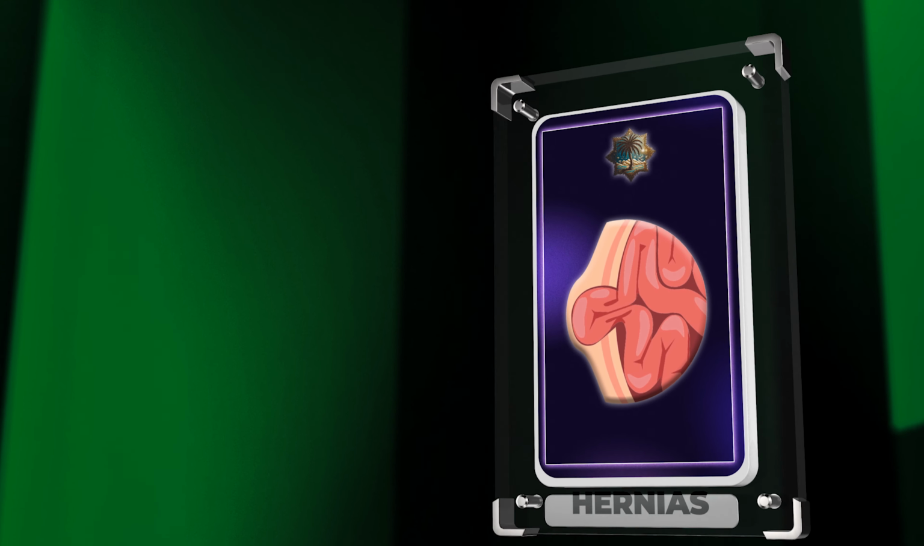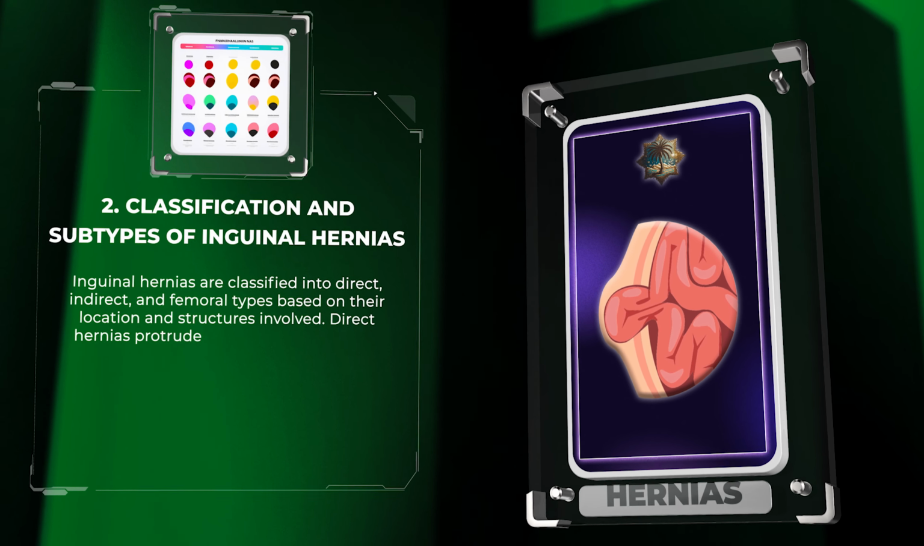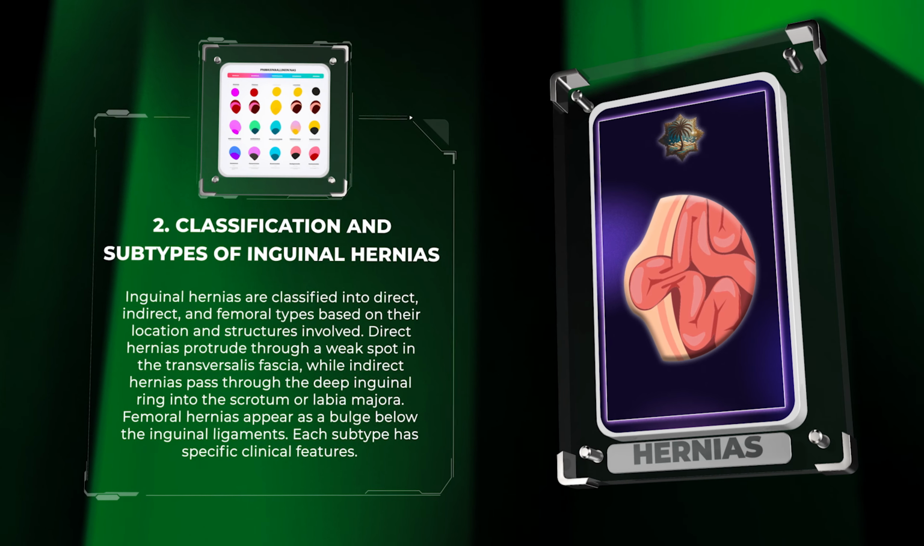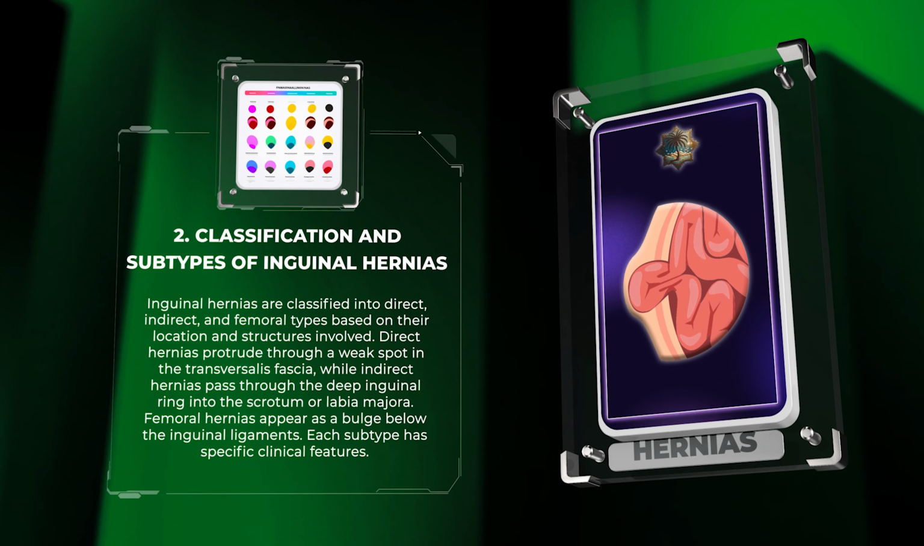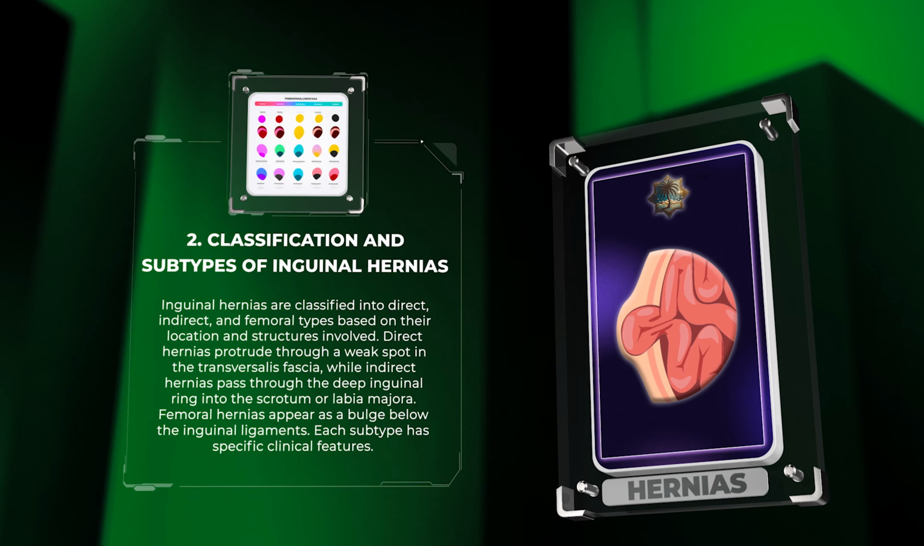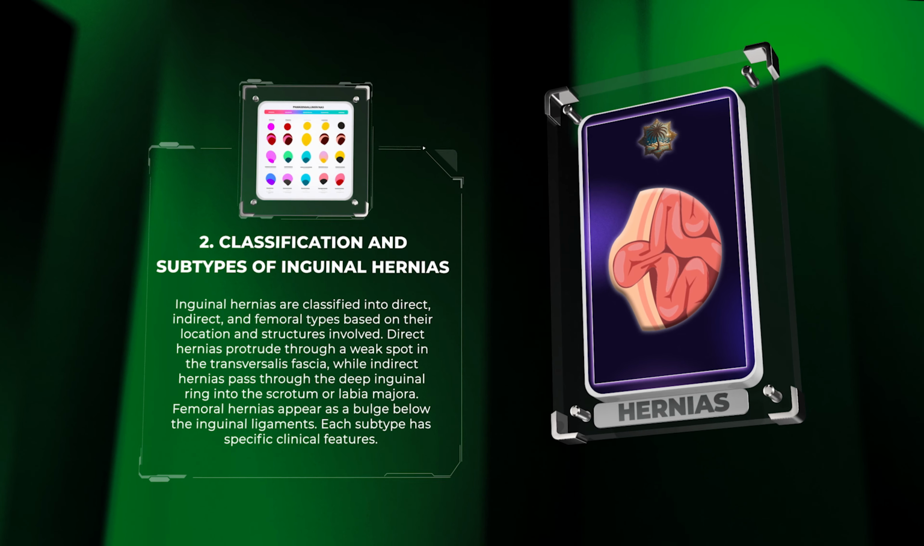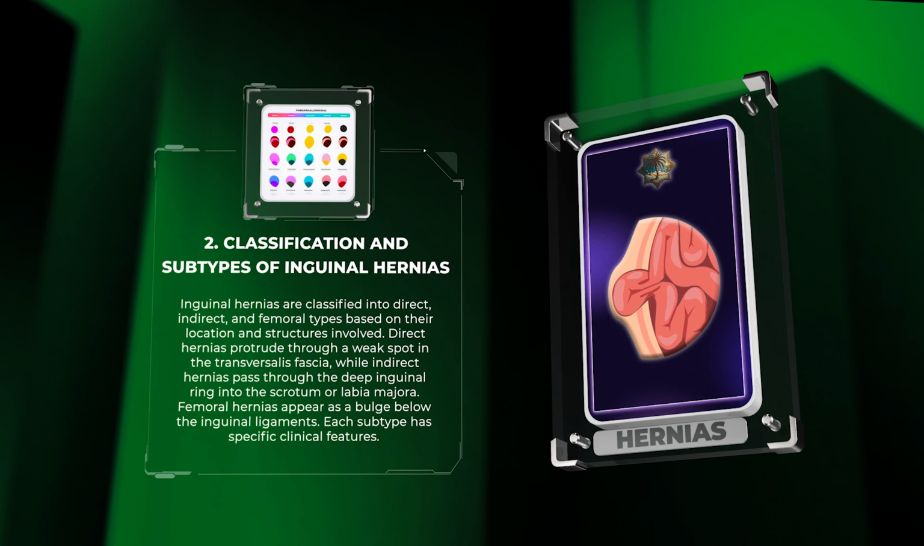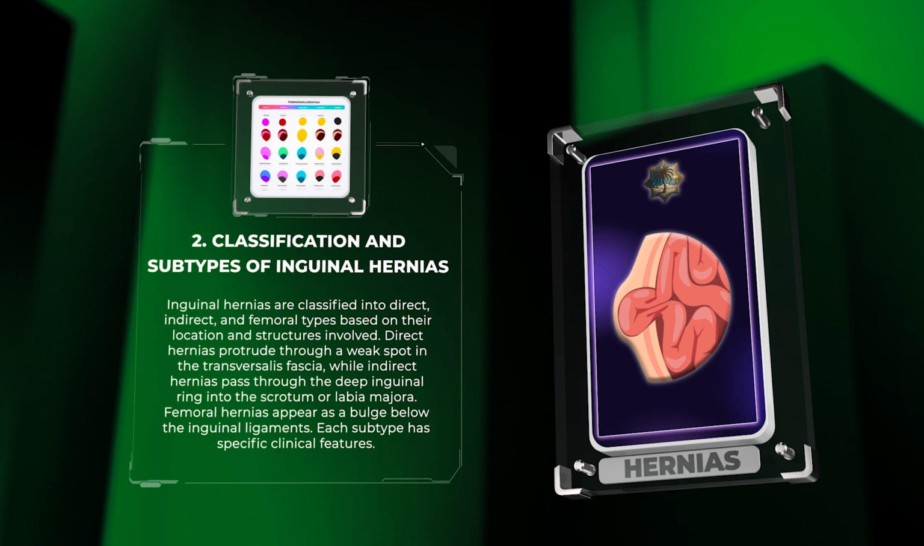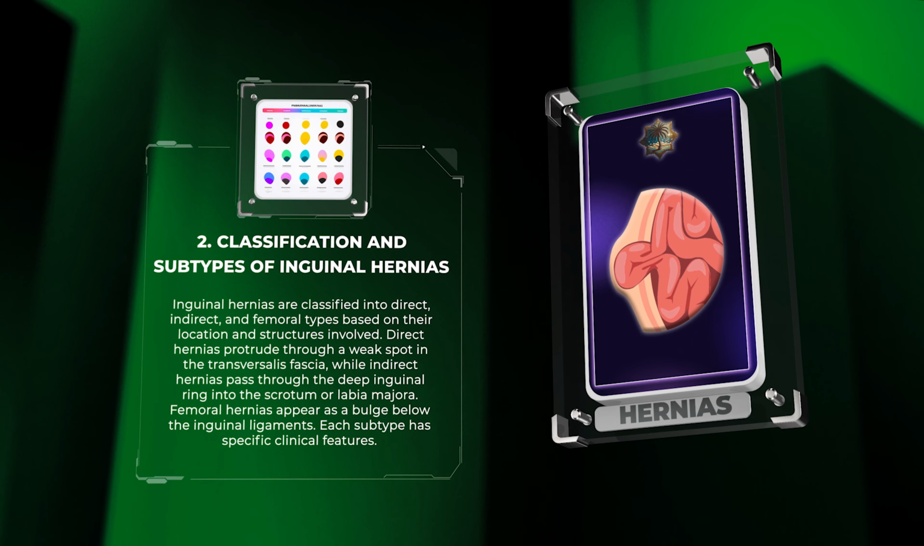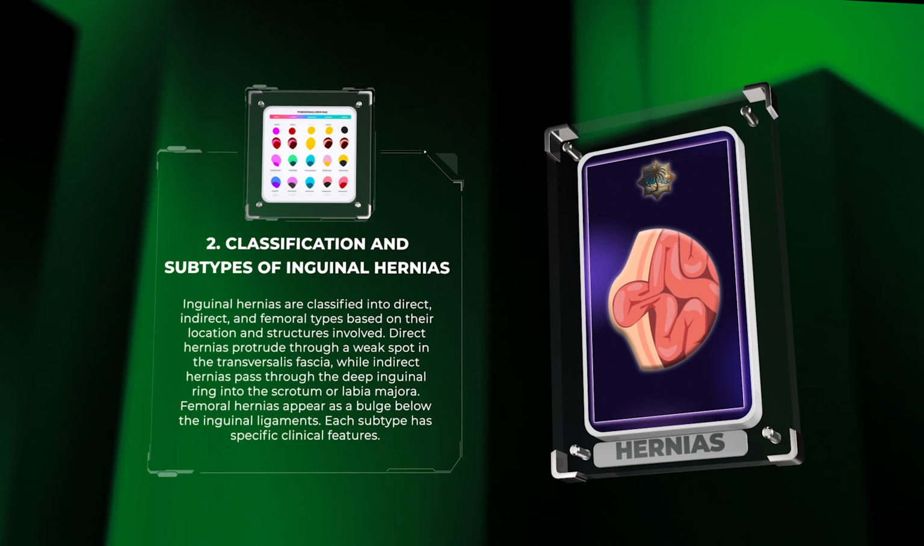Inguinal hernias are classified into direct, indirect, and femoral types based on their location and structures involved. Direct hernias protrude through a weak spot in the transversalis fascia, while indirect hernias pass through the deep inguinal ring into the scrotum or labia majora. Femoral hernias appear as a bulge below the inguinal ligaments. Each subtype has specific clinical features.